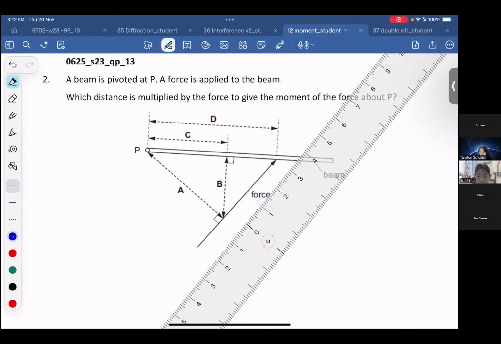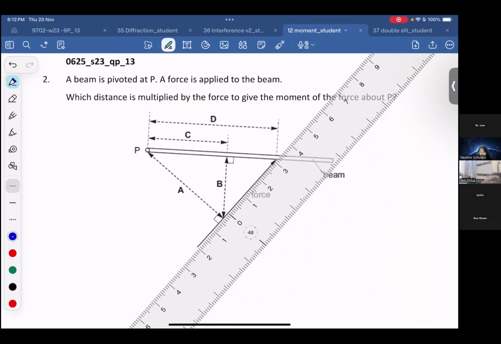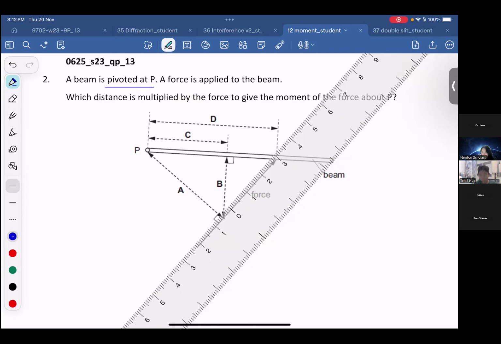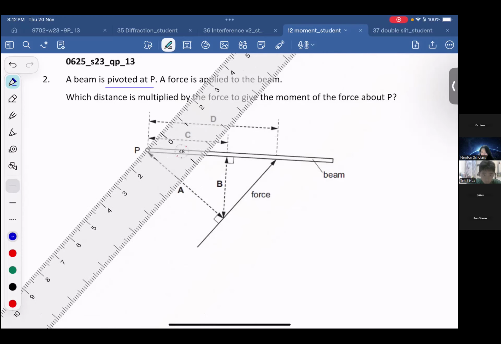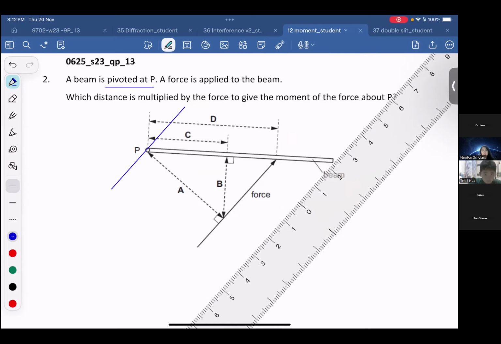Put your ruler along the force here. Then you move this ruler parallel until the pivot. Where is the pivot? P is your pivot. So you move this ruler until it reaches point P, and you draw a line. The distance between these two lines is your A. This is your perpendicular distance. See, perpendicular, dear. Get the idea?